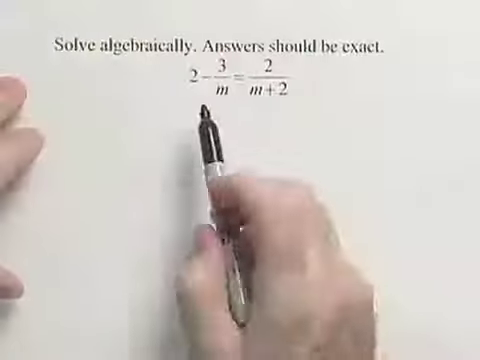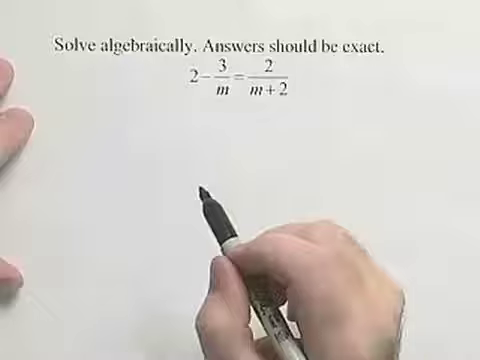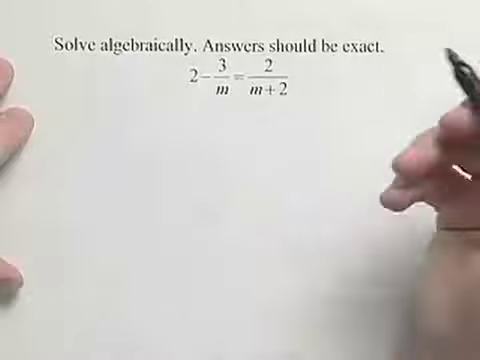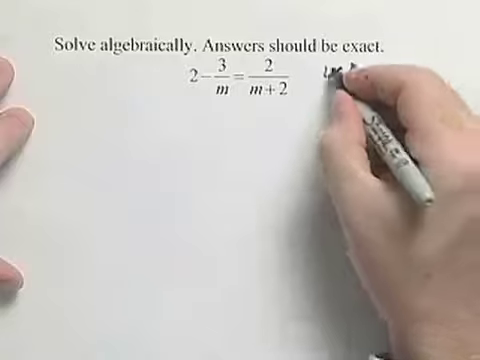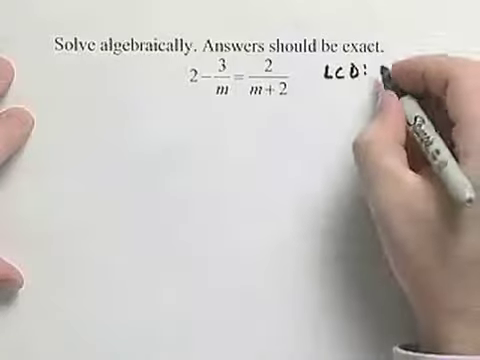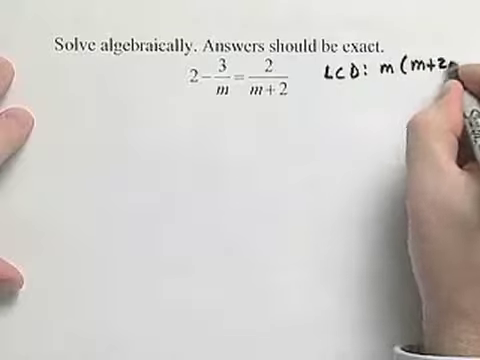For this problem, we want to solve the equation algebraically and obtain exact solutions. Here we have a rational equation. And we deal with fractions, so we'd like to be able to get a common denominator. And we could get any common denominator, but it always helps to get the least common denominator. In this particular case, our least common denominator will be m times m plus 2.